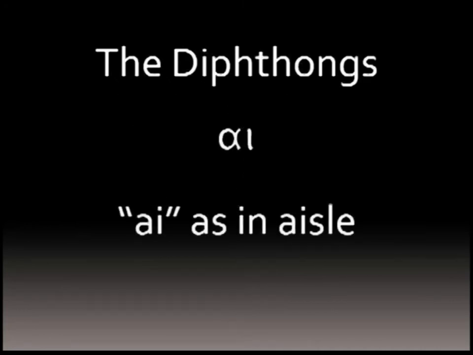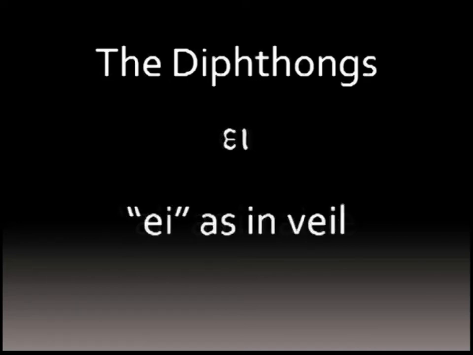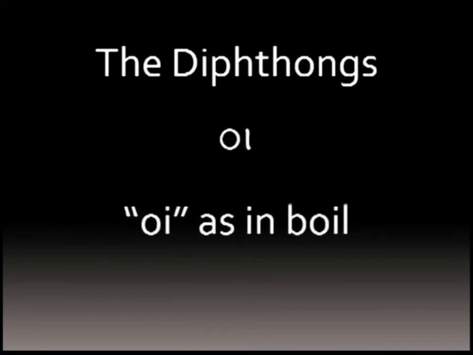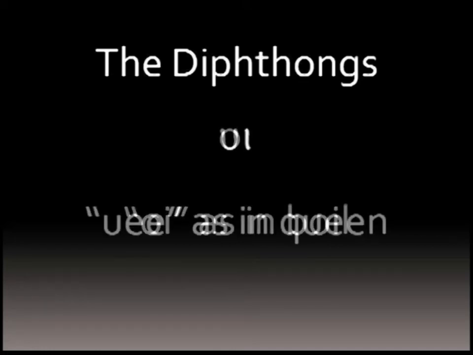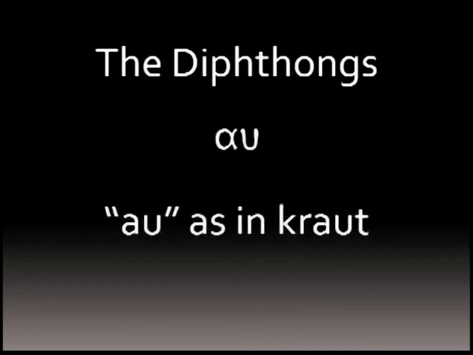The alpha iota diphthong is pronounced as the AI in aisle, I. If you want to think of it this way, you can think of it as just the sound of the two letters combined. The EI, epsilon iota, is A as in veil. The OI, omicron iota, is Oi as in boil. The upsilon iota is we as in queen. And the alpha upsilon is ow as in kraut.